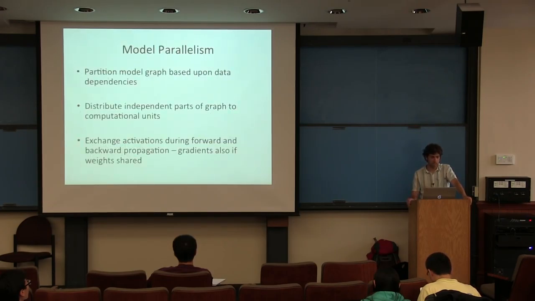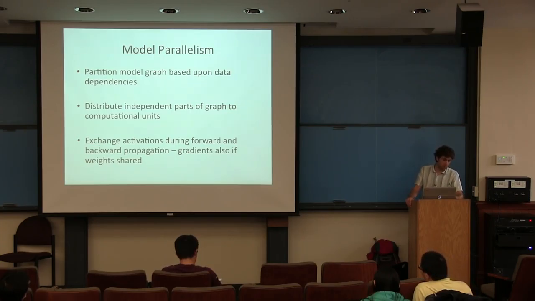So the next idea is model parallelism, and this is where it gets a bit more interesting. The general idea in model parallelism is to take your computational graph and partition it based upon the data dependencies. Once you've done that, you can distribute the different parts of your graph to different computational units, then do your forward and backward propagation for a single sample, but partitioned, and exchange the activations during the forward and backward passes, and also the gradients if weights are shared.